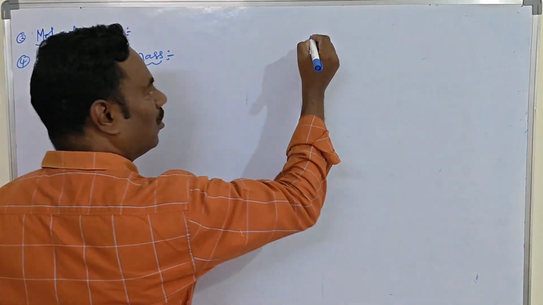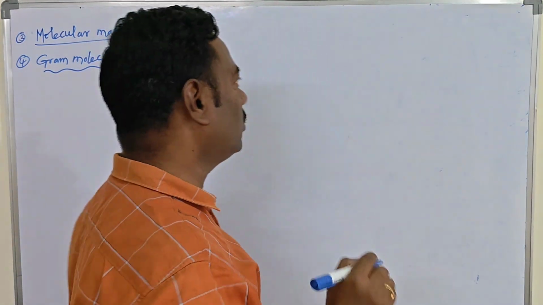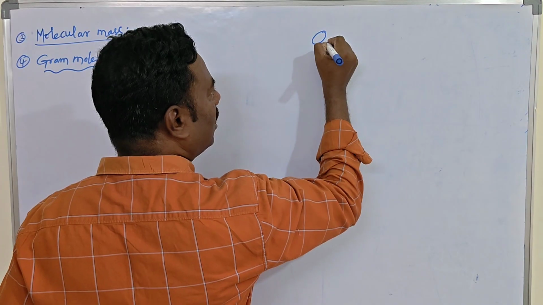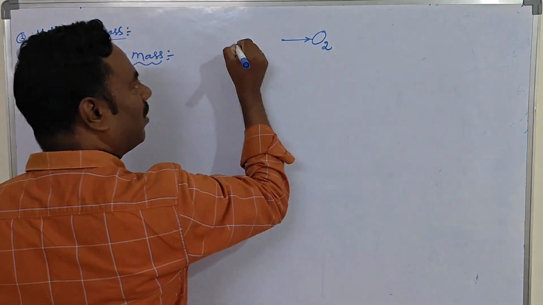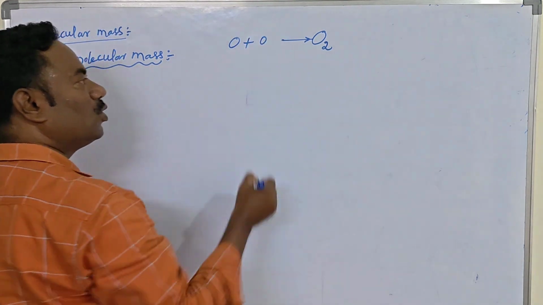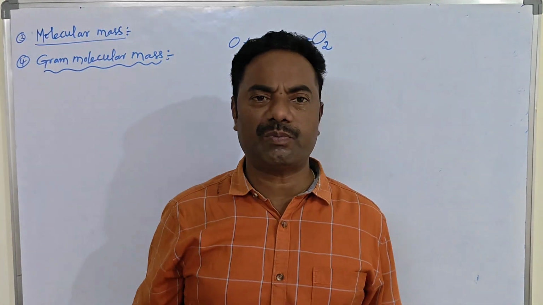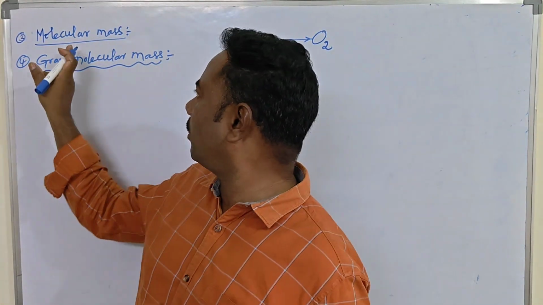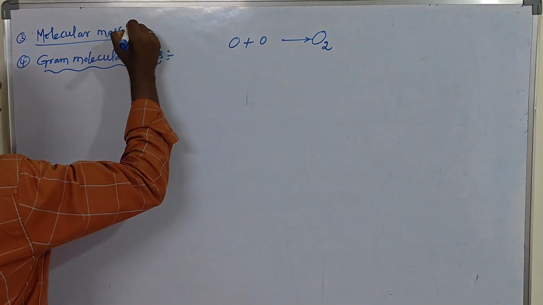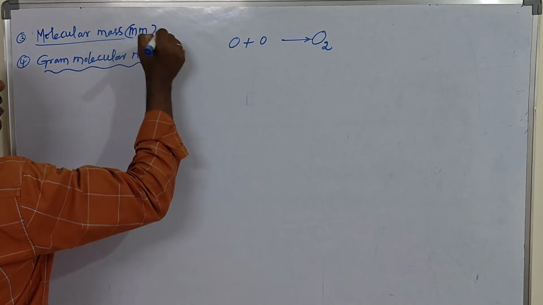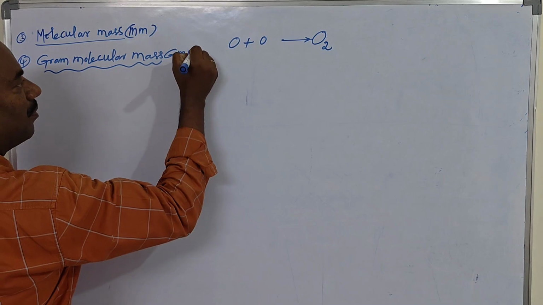Oxygen. Oxygen is a gas. Any gas will exist in molecule state. This is oxygen. This oxygen is obtained by adding 2 oxygen atoms. I want to explain molecular mass and gram molecular mass. Molecular mass is indicated with mm. Gram molecular mass is indicated with gmm.